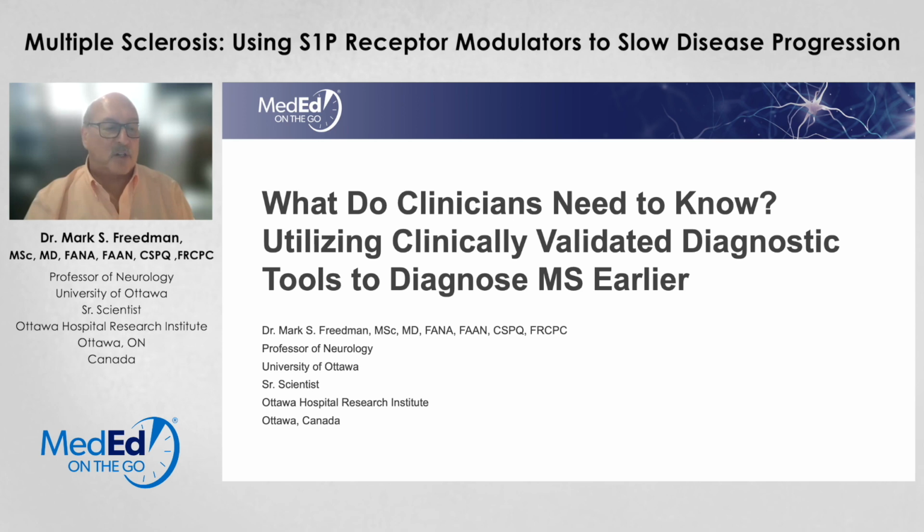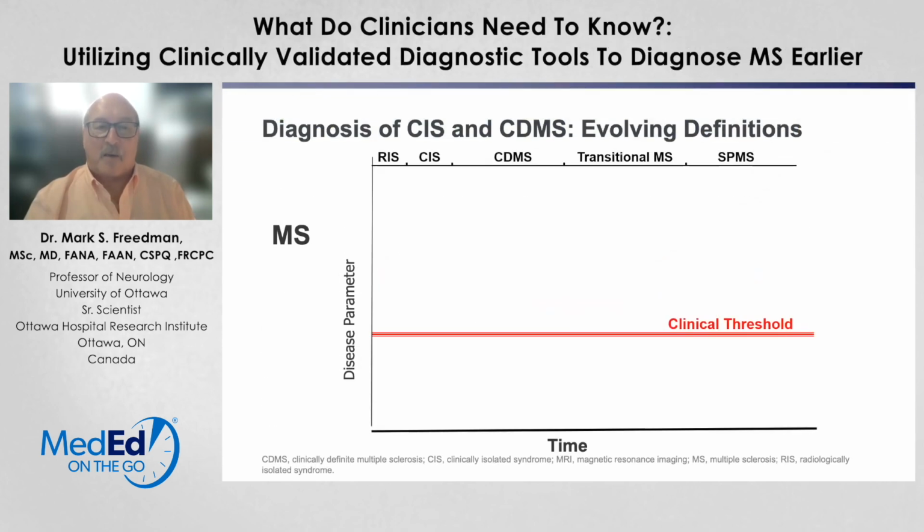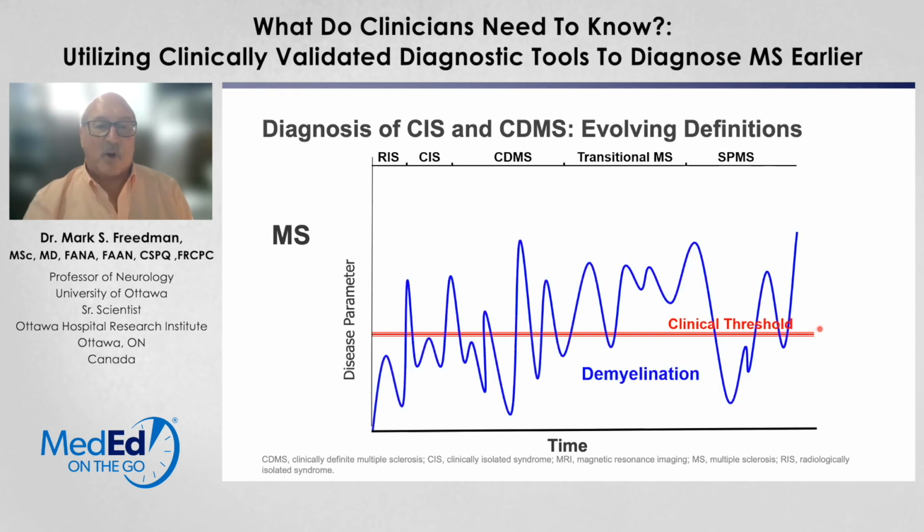So it's important to consider the evolution of MS from what we are now calling the radiological isolated syndrome right through to the progressive disease. In this little cartoon, you can see there's what's called a clinical threshold, above which patients have symptoms and physicians can actually appreciate signs. And we know that when demyelination first occurs and crosses the clinical threshold, we become aware that the patient has a disease. We call that the clinically isolated syndrome.